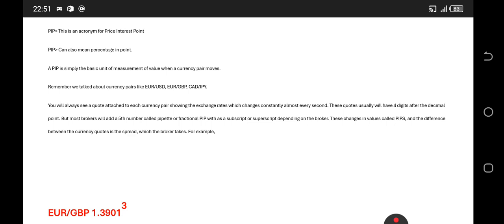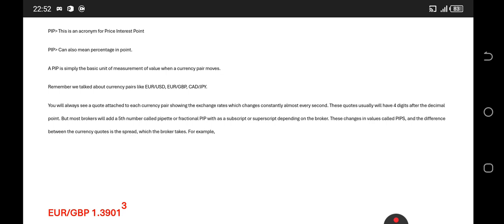So remember we talked about currency pairs like the Euro US dollar, Euro GBP, CAD JPY, etc. You always see a quote attached to each currency pair showing the exchange rate, which changes constantly almost every second. Now, these quotes usually have 4 digits after the decimal point, but most brokers will add a fifth digit called a pipette or fractional pip. So today's class is on pips, pipettes and fractional pips. We already started talking about what a pip is, and then we also talk about what a pipette is.